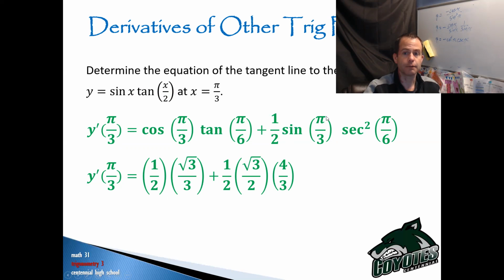Then sine of pi over 3 is root 3 over 2. So I've got 1/2 times root 3 over 2. And then secant of pi over 6 squared. Well, the secant is the flipped version of cos. Cos of pi over 6 is root 3 over 2. So if I flip that, that's 2 over root 3. And then if I square that, that would be 4 over 3.